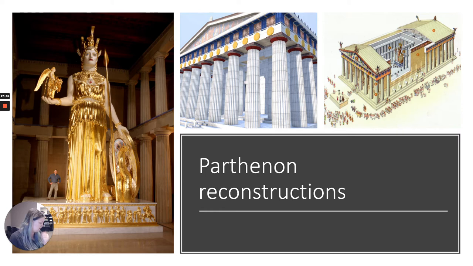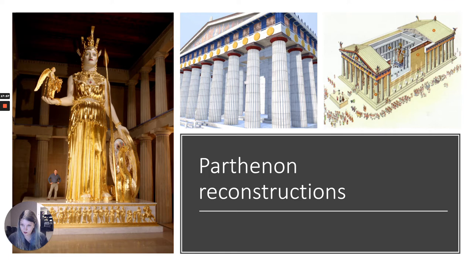Okay, so this is a replica of the statue. We have a really good idea of what this thing looked like because there were lots of copies of it. There were copies of it, there were really detailed descriptions. So this is by Phidias. So it's Athena Parthenos.